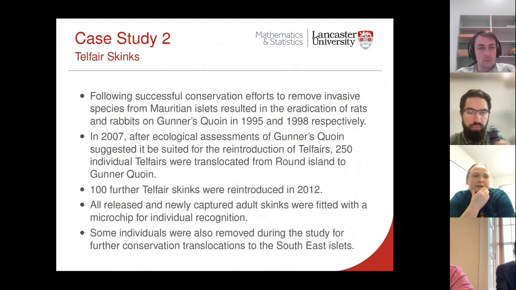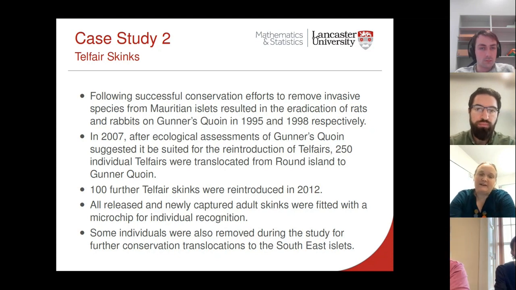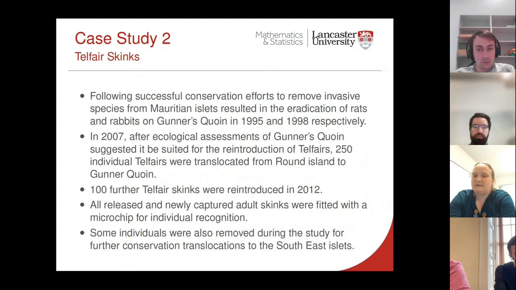There have been many conservation efforts, mainly run by the Mauritian Wildlife Foundation over the last 30 years. One of those was to remove those invasive species, eradicating rats and rabbits on Gunner's Coin. Then back in the early 2000s, there were lots of ecological assessments of Gunner's Coin to work out whether it would be suited for the reintroduction of Telfairs. At that point, 250 Telfairs were translocated from Round Island back to Gunner's Coin.